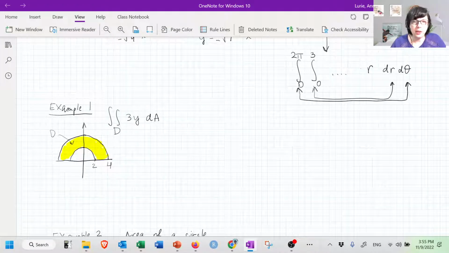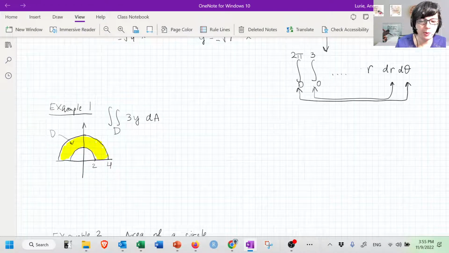Why is that? The problem is that when you're integrating with respect to x and y coordinates, you have to have a top curve and a bottom curve. But here, there's a problem. You will have to divide this into 3 different regions. This would be region number 1, this is region number 2 over here, and this is region number 3.